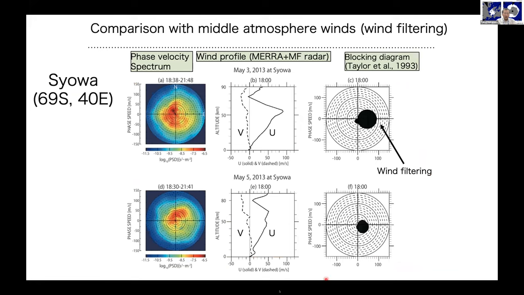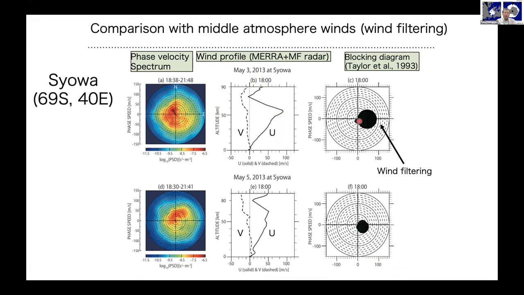This slide shows an example of the spectrum observed by Showa station. The upper panel shows the one day observation on May 3rd. This spectrum shows the westward propagating gravity wave is dominant. And the center panel shows the zonal and meridional wind profile, showing the eastward wind is prevailing.